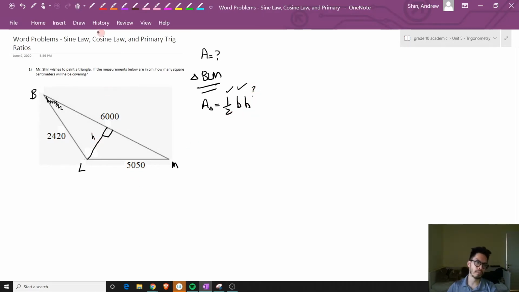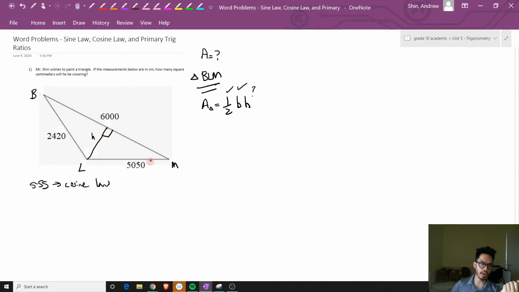If we take a look at what we have here, we have side, side, side for this BLM. We have all three sides. If we're given side, side, side of a non-90-degree triangle, we know we're going to have to use cosine law. So we can try using cosine law. We can use cosine law to find this angle, or this angle. We have three choices.